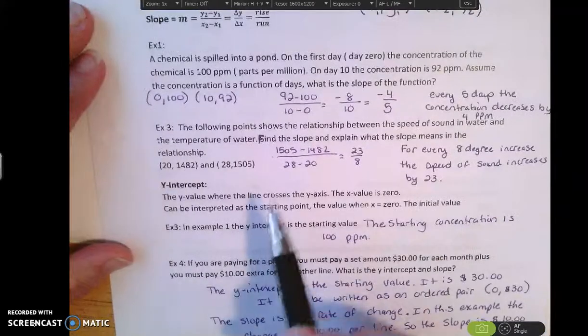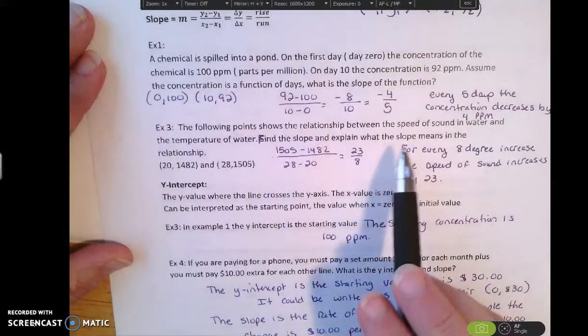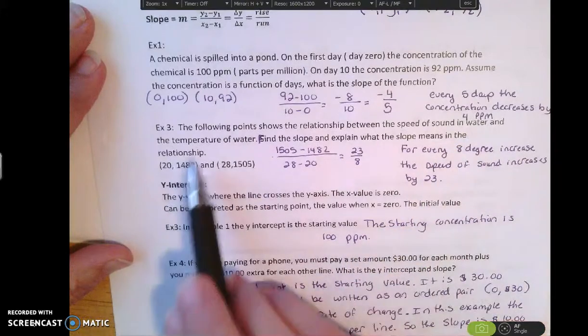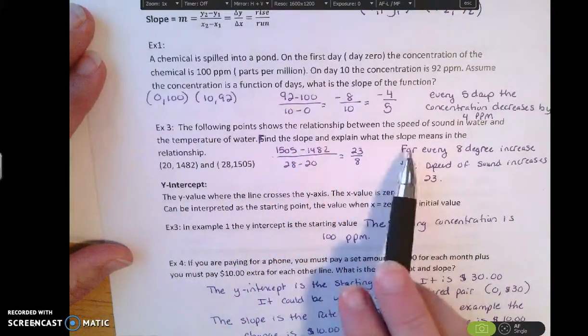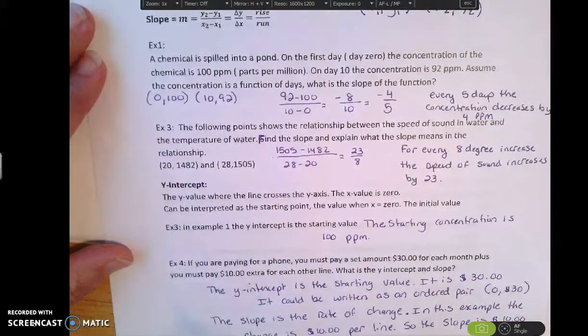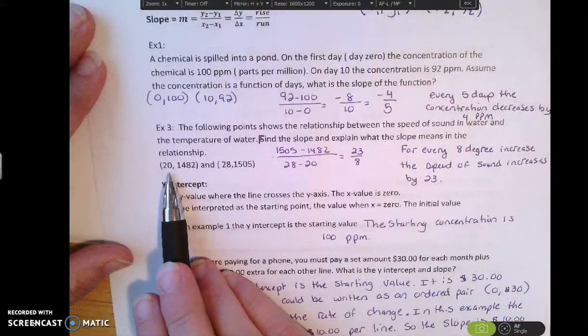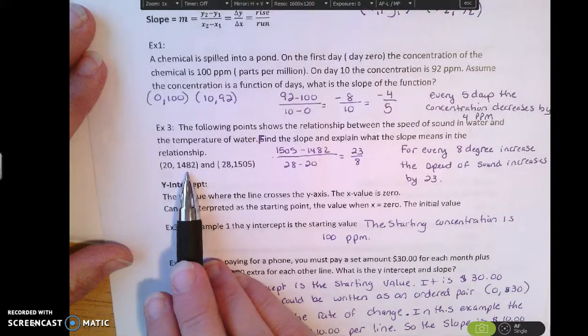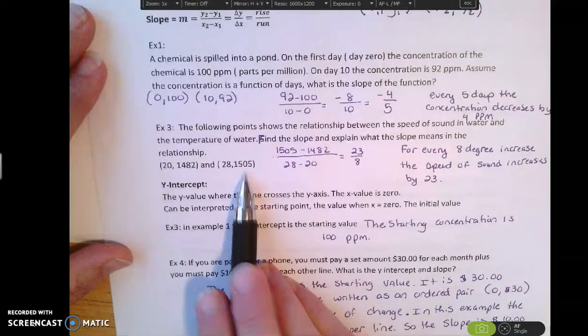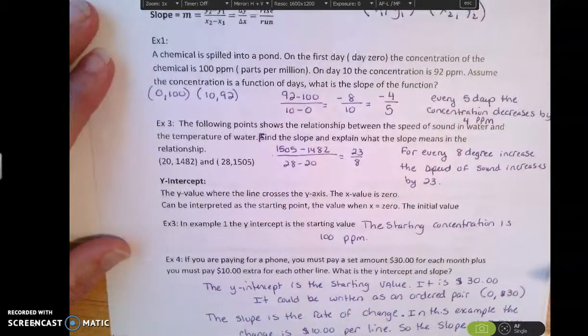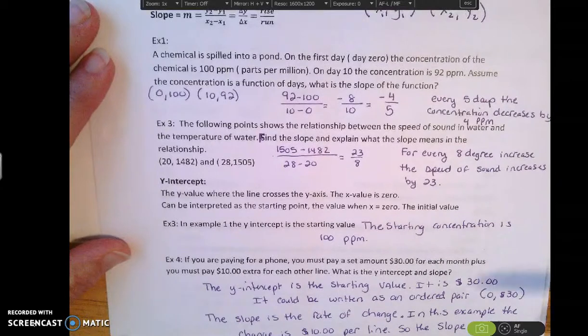Another example, the following point shows the relationship between the speed of sound in water and the temperature of the water. Find the slope and explain what the slope means in the relationship. So 20 degrees and the speed is 1482. At 28 degrees, the speed is 1505. So that means that as the water gets warmer, then the sound increases, okay?